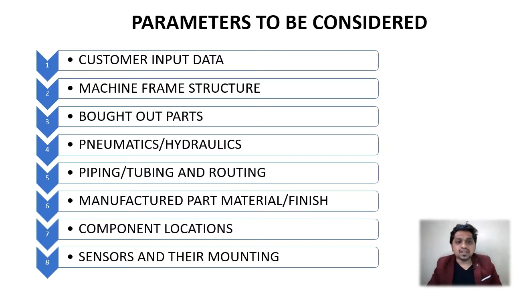You could see here: customer input data, then machine frame structure, bought out parts, pneumatics and hydraulics, then piping, tubing and routing, manufacturing part material and its finishing, component locations, sensors and their mounting. These are some of the major parameters that are required to be considered while designing a complete machine. So let's see these parameters in some detail.